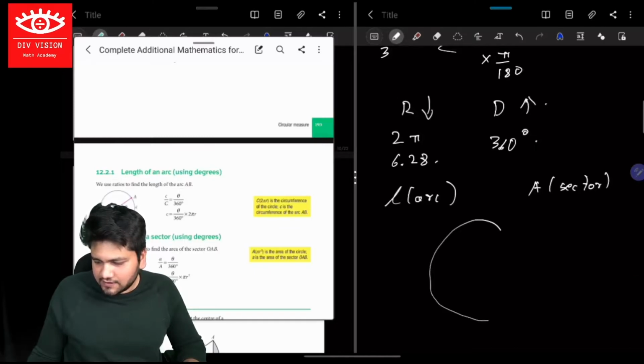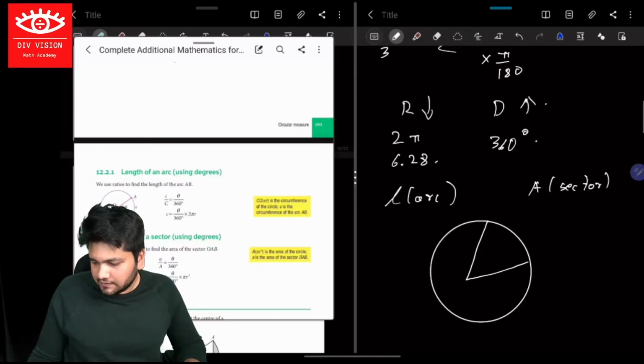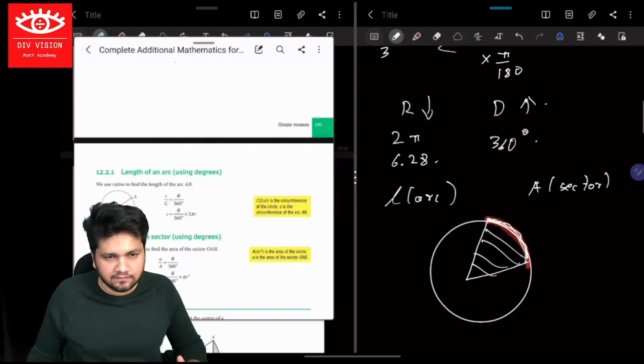Like if this is a circle, and this is a slice of pizza, then the crust is basically your length of arc, like this thing. I'll shade it. So this is going to be your length of arc. But if you talk about area of sector, then the whole thing, the whole slice of the pizza, is going to be your area of sector. So this is the difference between length of arc and area of sector.